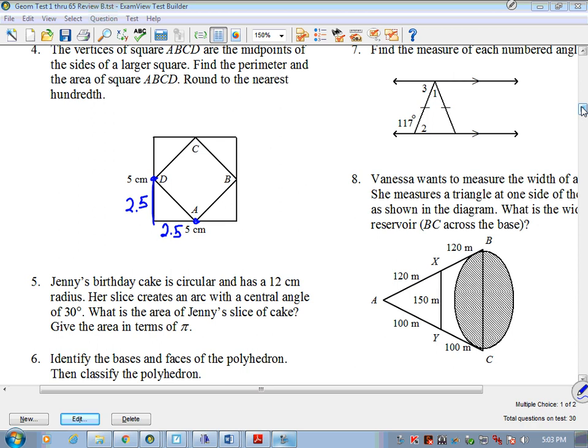lengths here represent this. So what I could do from here is do 2.5 squared plus 2.5 squared and find AD. And that would probably be the simplest way for most of you to do that. Okay, 2.5 squared plus 2.5 squared is going to equal the rest. So 2.5 squared plus 2.5 squared comes out to 12.5, and then we want to square root that. So square root of 12.5 comes out to 3.5.